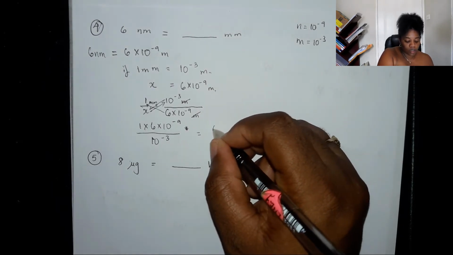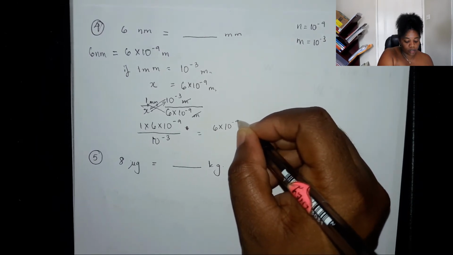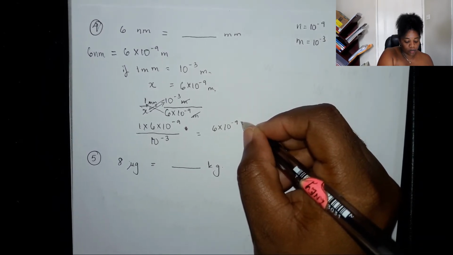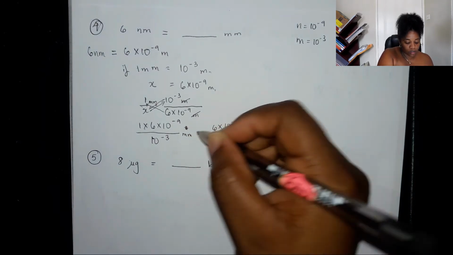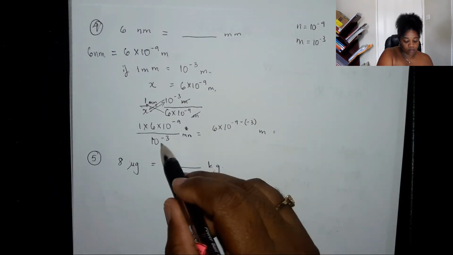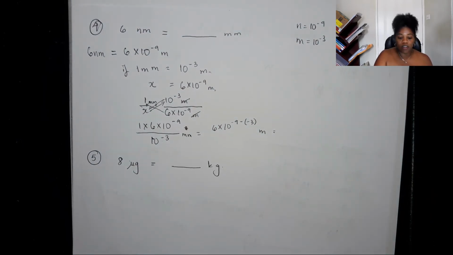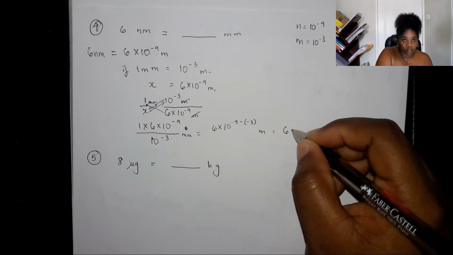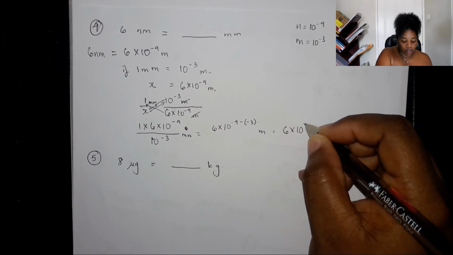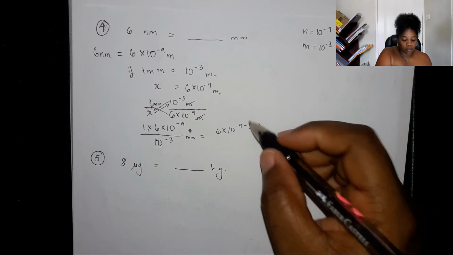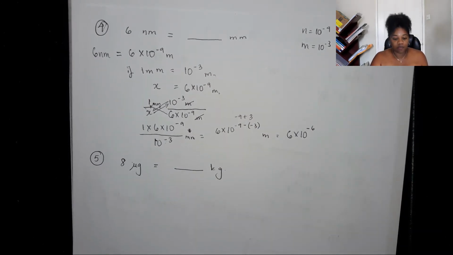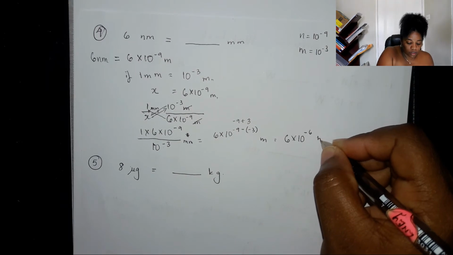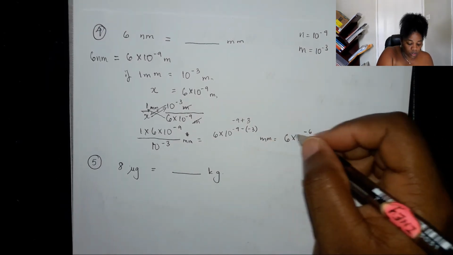And so we could say 6 times 10 to the negative 9 minus 3 millimeters. Because remember, when you're dividing by the same variable, you just minus, right? So you're going to end up with 6 times 10 to the negative 6. Because this is actually minus 9 plus 3. Okay? That's what you're going to get. And we put in our units.